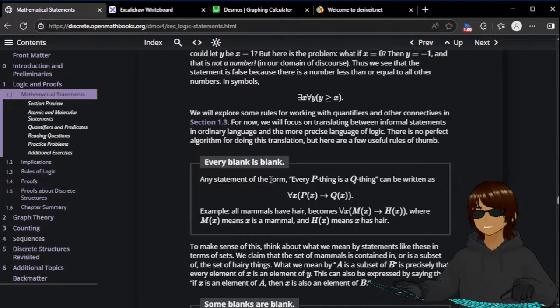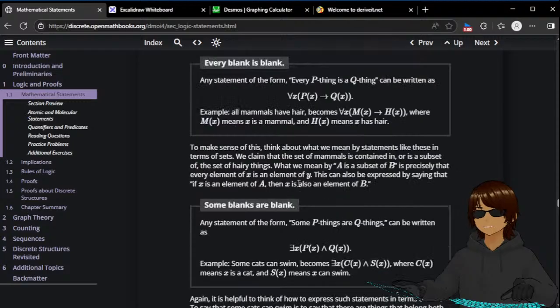Any statement of the form every P thing is a Q thing can be written as: for all x, if P(x) then Q(x). All mammals have hair becomes: for all x, if x is a mammal, then x has hair, where M(x) means x is a mammal and H(x) means x has hair. Make sense of this?